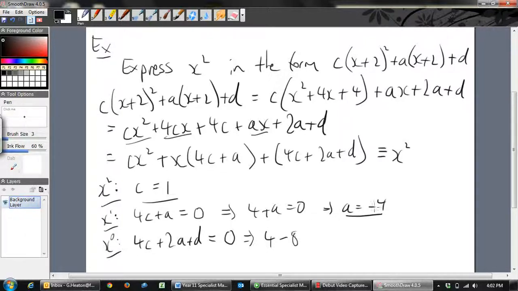2a will be negative 8. This is 2 times this negative 4 here. Plus d is equal to 0, which implies that D equals, is there a B in this question? No, there's no B's. Anyway, 4 minus 8 is negative 4, so D must be equal to 4. And so there's your solution for A, B and D.